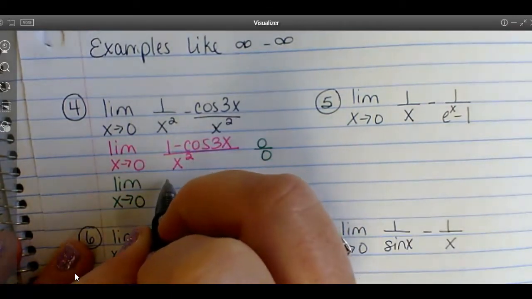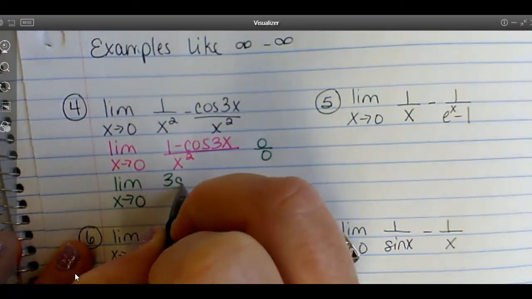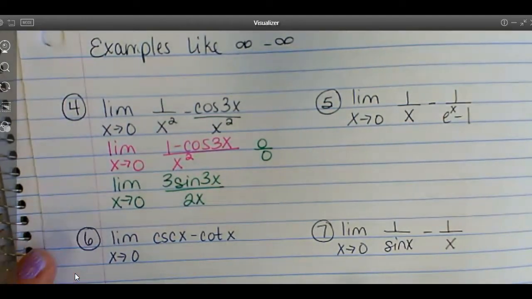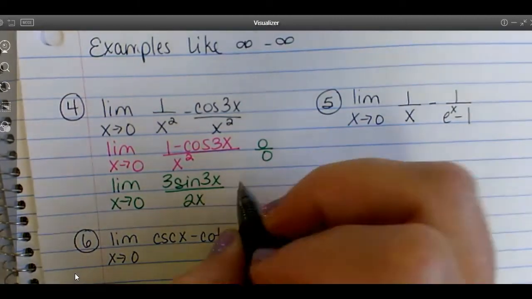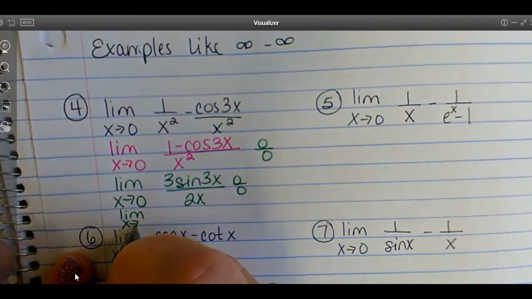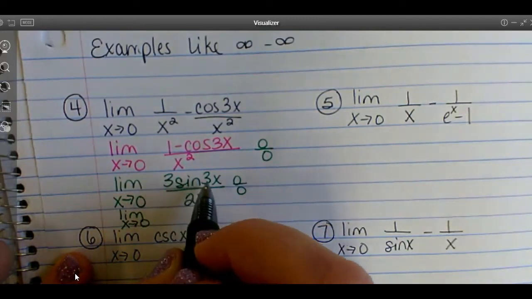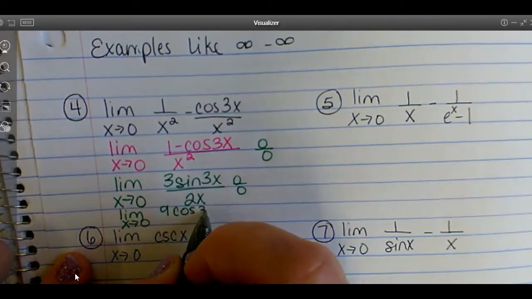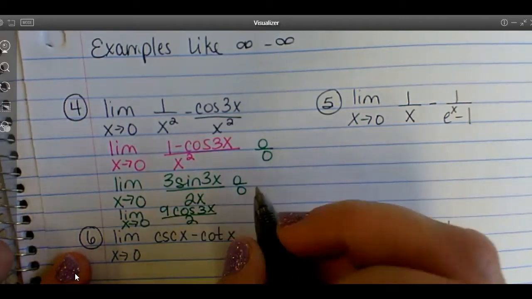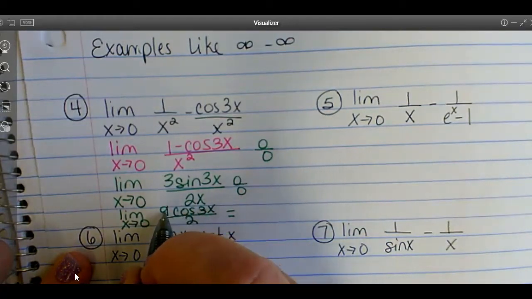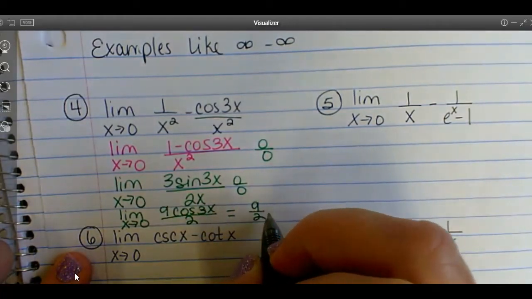The derivative of the top would be 3 sine of 3x. The derivative of the bottom would be 2x. Unfortunately, we still have 0 over 0, so we're going to do this again. I'm going to make it little to make it fit. The derivative of 3 sine of 3x would be 9 cosine of 3x. The derivative of 2x would be 2. Now when we plug in our 0, cosine of 0 is 1, so we would have 9 halves.